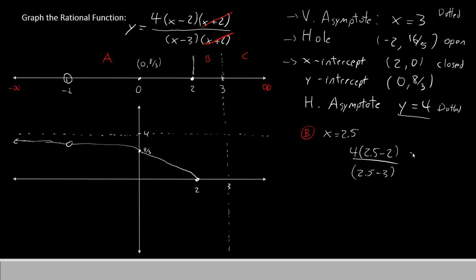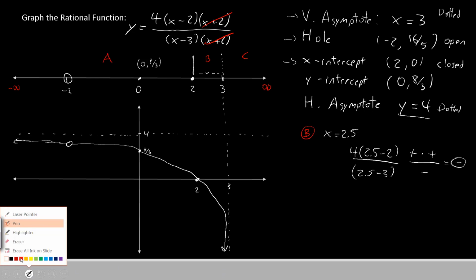We know that 4 is a positive number. We know that 2.5 minus 2 is definitely more than 0. It's positive. But 2.5 minus 3, well, 3 is bigger than 2.5, and it's negative, so we would say the bottom is negative. And a positive divided by a negative will return a negative number. So region B should be negative. What the graph is going to do is continue downward from 2, but it cannot cross that vertical dotted line, so it's going to go down off to negative infinity.